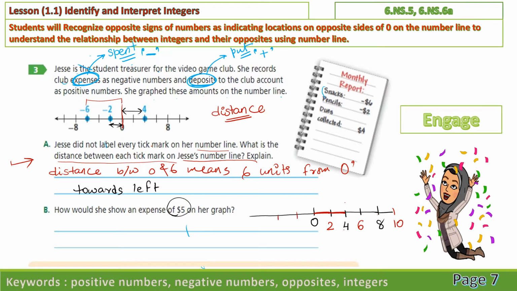Now on the left side, the distance will be the same, but they are the reflection. It means if here 2, so here minus 2. Image, right? Minus 4, minus 6, minus 8. Now how to graph 5? Look at the number line. Now we have 0, then 2, then 4, and then 6. So where does 5 come? Of course 5 comes between 4 and 6, right? So that is said to be this one. That is how you graph 5.